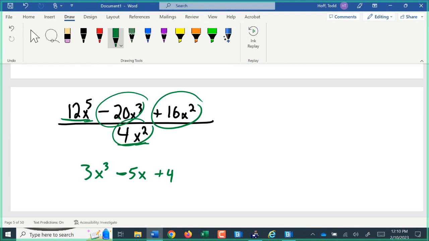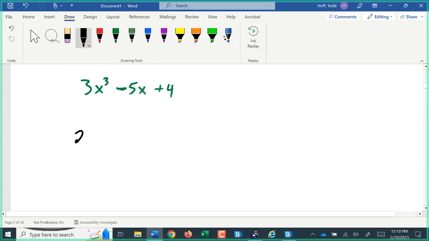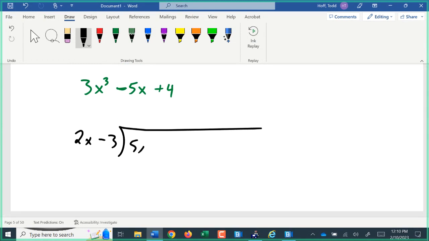We are not going to do multiple digit division by multiple digit numbers. Things like 2x minus 3 going into 5x to the 4th minus 12x to the 3rd plus. We're not going to get into that. We'll save that for your college algebra classes or pre-algebra classes. We don't need that type of division in this class for the medical math that we're going to do.